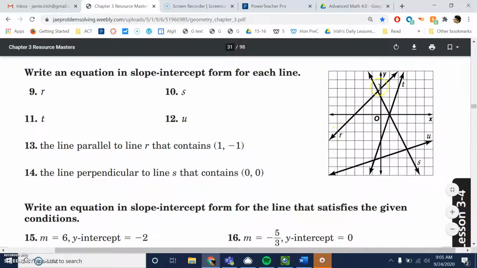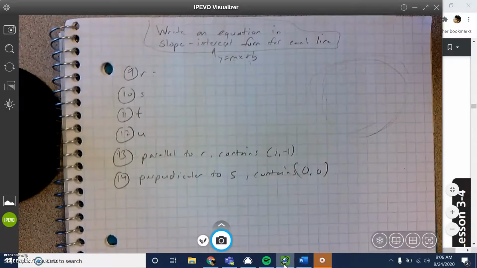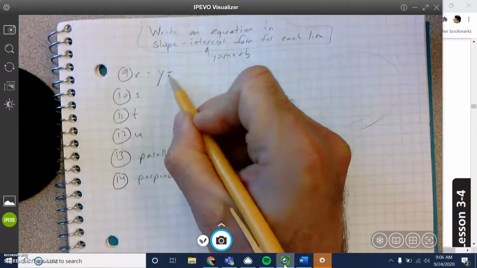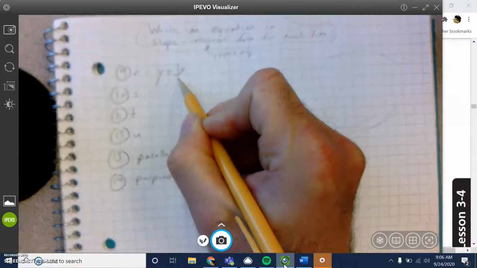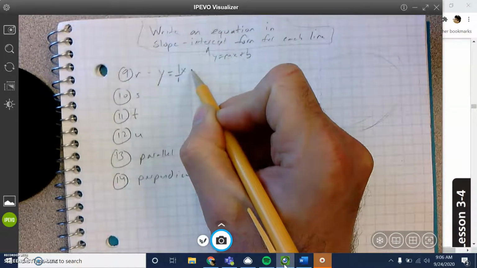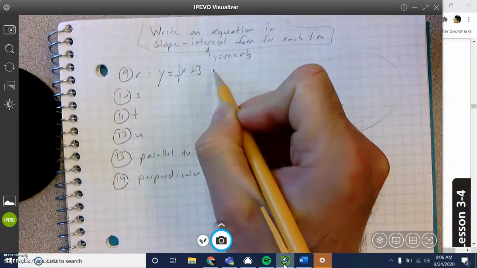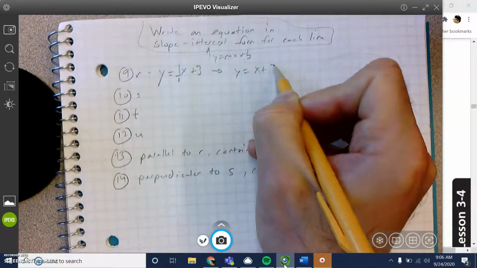Well, it's a positive slope. This is r, the line r, and it goes up 1 over 1, up 1 over 1, up 1 over 1, and that is 1 for the slope. And the y-intercept, this is y up and down vertically, right? The y-intercept is 1, 2, 3. So one thing you could do is just look at the graph. The slope is 1 over 1, up 1, right 1, positive in the y and positive in the x direction, and plus 3, aka y equals x plus 3.